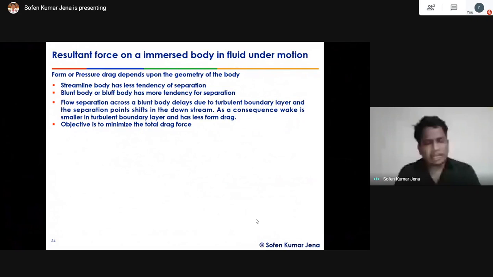So in any engineering design, what is the objective? The basic objective is to design a body as close as possible to a streamlined body, so that it has less drag. If there is more drag resistance, whether it is a car, an aero vehicle, a helicopter, anything, you have to provide more effort to propel that vehicle, right?